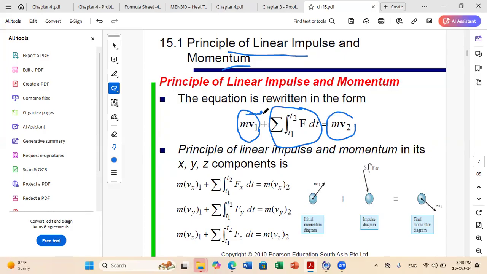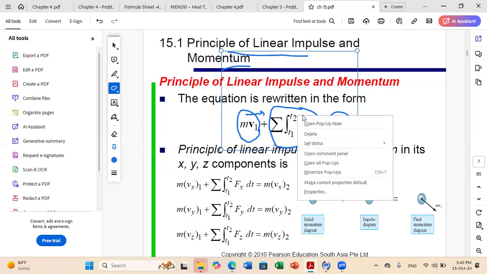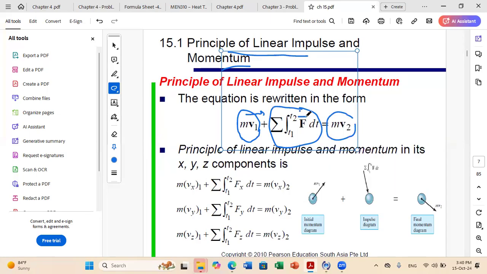And you know that a vectorial equation can be decomposed analytically in 2D into 2 equations and in 3D into 3 equations. So you can decompose it into x, y, and z. For example, along x, you have mvx1 plus summation of impulses of Fx dt, so these are impulses in x direction, equals mvx at state 2. You can do the same for y and the same for z. Okay?